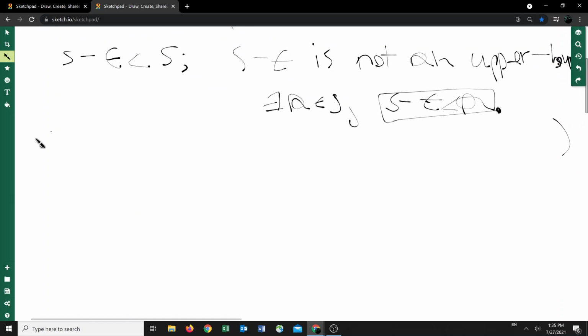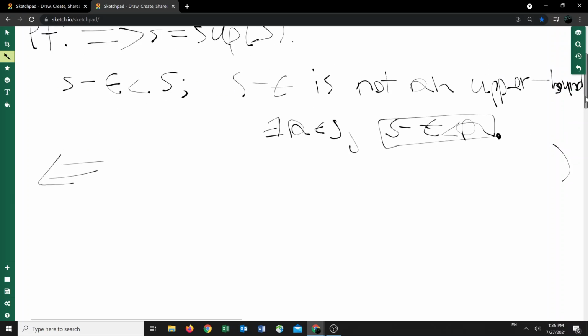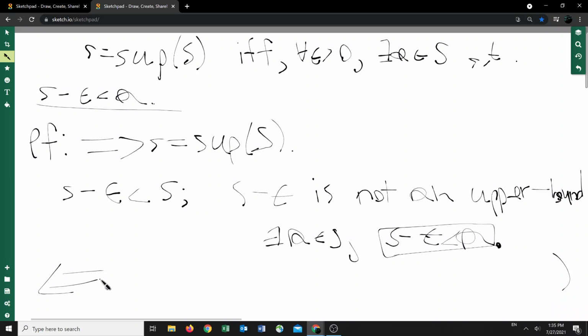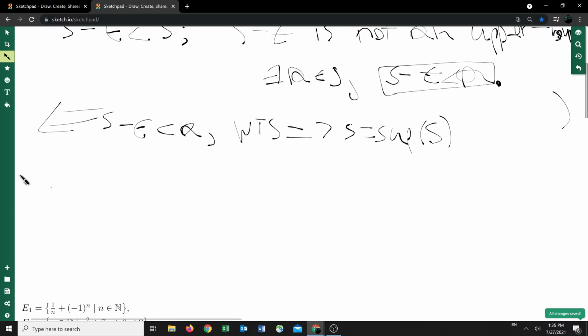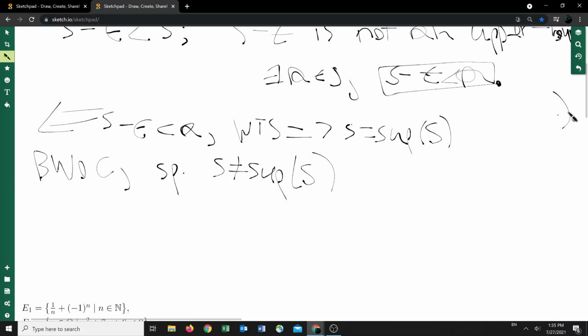So to show it the other way around, we now know that s minus epsilon is less than A. For all epsilon greater than 0, there exists an A in S such that this holds, and we want to show that this implies that S equals the supremum of S. Now, by way of contradiction, suppose S is not equal to the supremum of S.